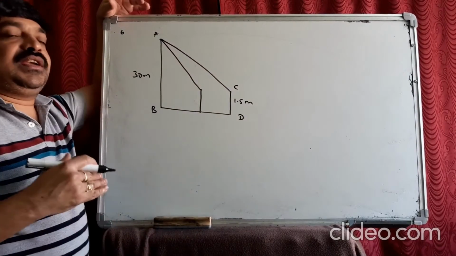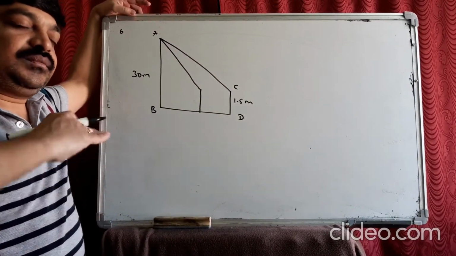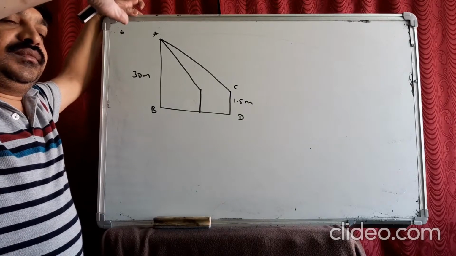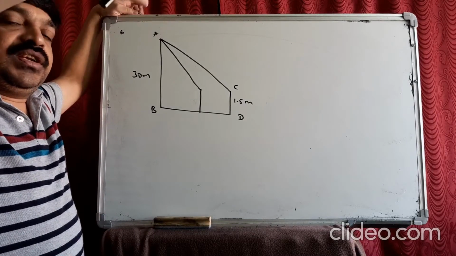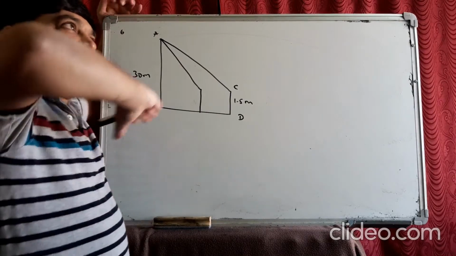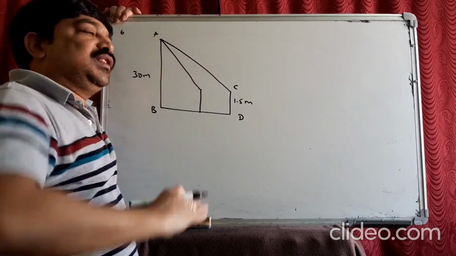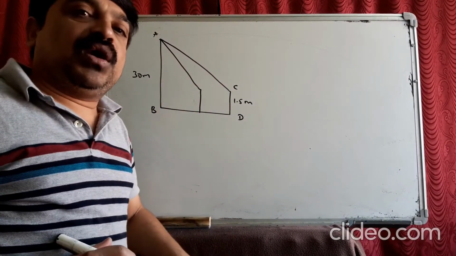See, whenever you are taking an elevation, angle of elevation or angle of depression, when you see from bottom to top, it is angle of elevation. The angle should always be with the horizontal.